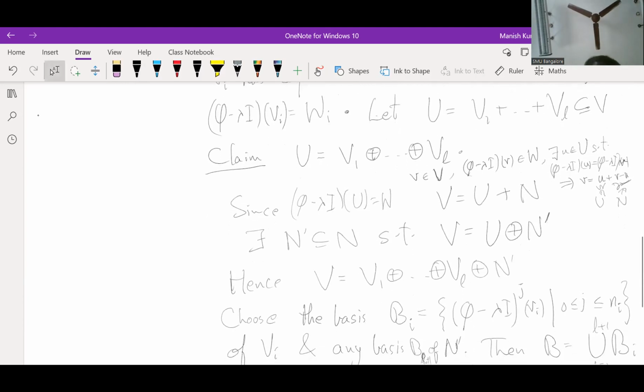Okay, so let's try to complete the proof. So V is U plus N, but this need not be a direct sum. But if you squeeze N, you can find a smaller subspace of N such that V is the direct sum of U and N prime. What you do is take a basis of U and extend it to a basis of V with elements in N. That you can do because V is U plus N. Then the remaining vectors, which are in N, will generate a subspace of N. That subspace you call N prime.